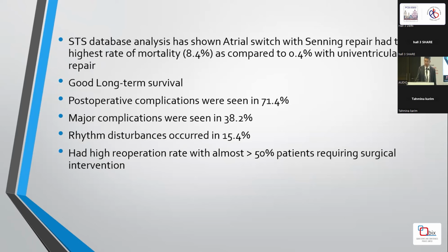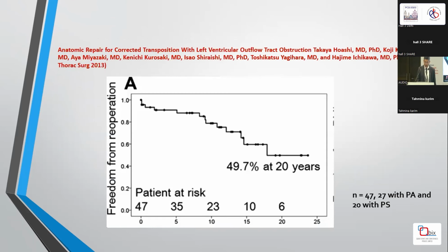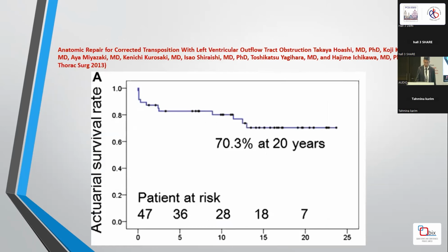in follow-up. That means 50% of patients are going to come for resurgery, and those resurgeries would be in the form of conduit replacements or Senning baffle repairs or residual VSDs. So at 20 years, almost 50% of patients have required re-explorations or resurgeries, and actual survival was 70% at the end of 20 years.